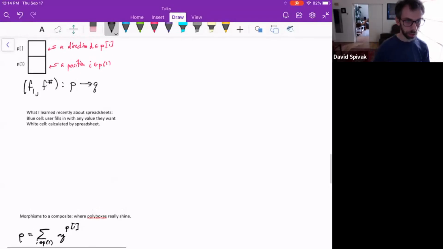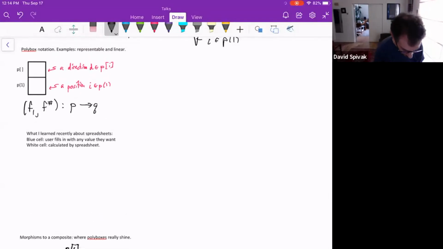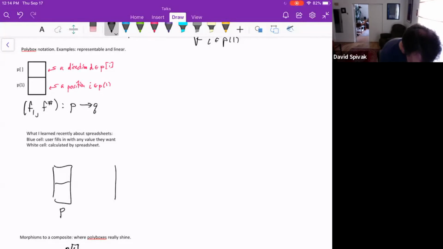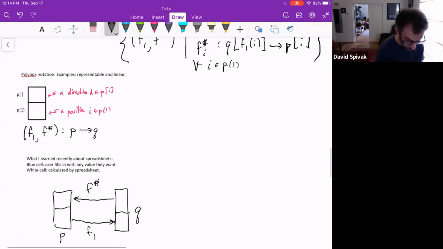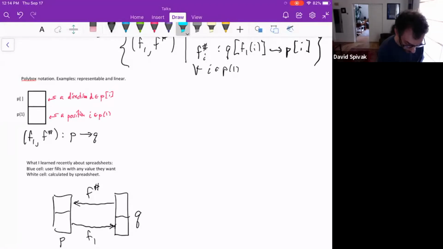It's your job to fill in the blue cells. So what I want to use that for is that if I want to map from P to Q, if P is a polynomial and Q is a polynomial, then I'm going to ask you to give me a map on the bottom called F1 and a map on the top called F sharp, in the notation we had before. And I'm going to tell you that as the spreadsheet designer, I fill in how F1 and F sharp work, and I ask you as the spreadsheet user to fill in anything you want on those blue cells.